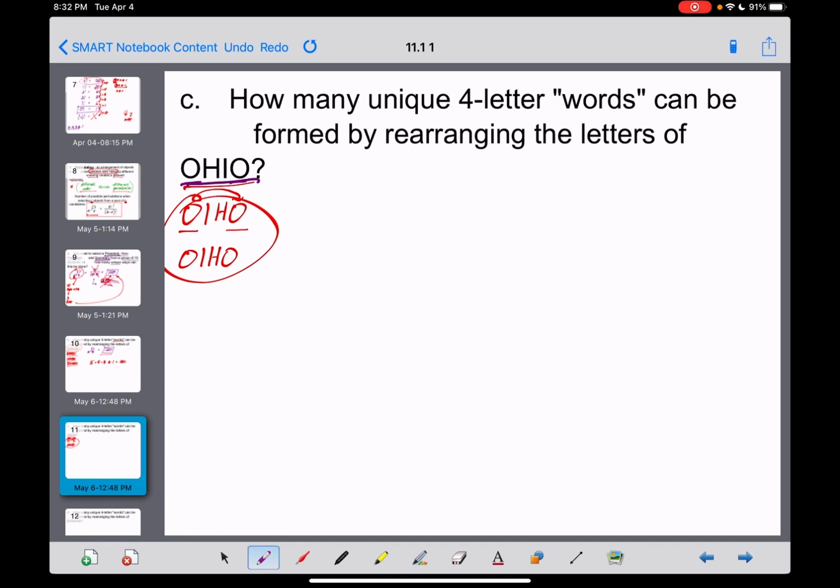There are 4 letters in Ohio, so we would begin by taking 4 factorial, but then you divide that by the number of repeated letters that you have. There are 2 O's right here, so we would put a 2 factorial down here on the bottom. 4 factorial is 24, 2 factorial is 2. There are only 12 unique words, quote-unquote words, that we could make from those letters right there.